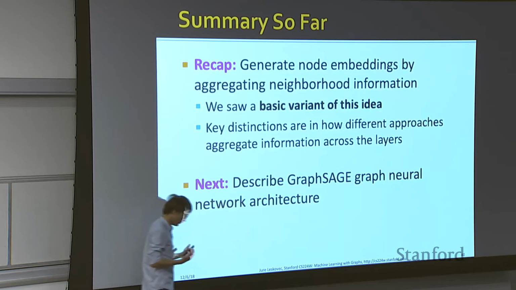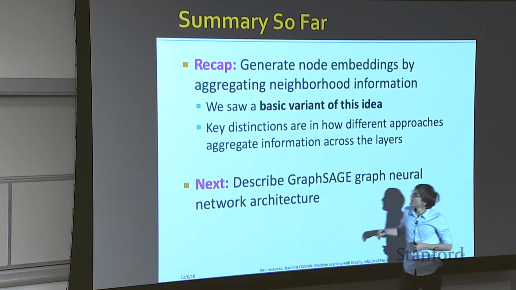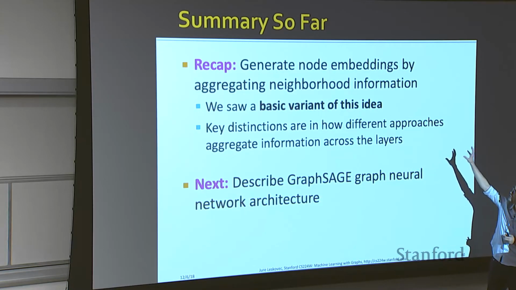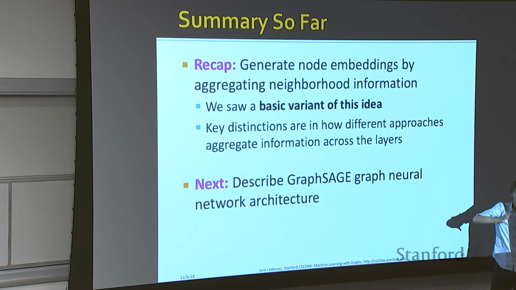So to recap, what did we learn? We talked about how to generate node embeddings by aggregating neighborhood information from the network.